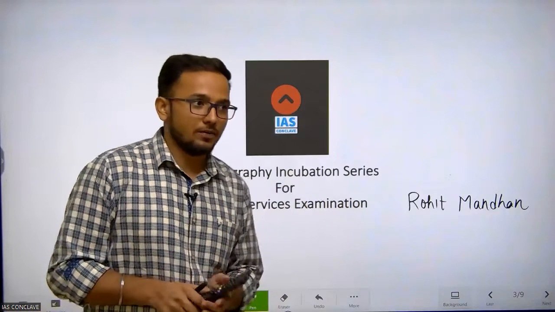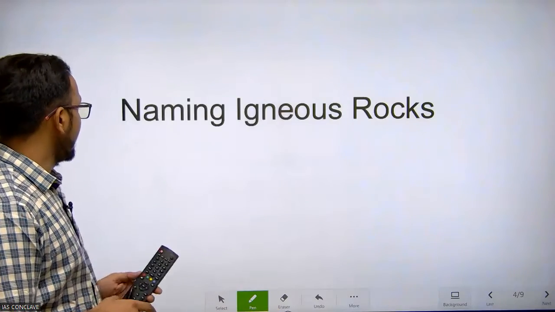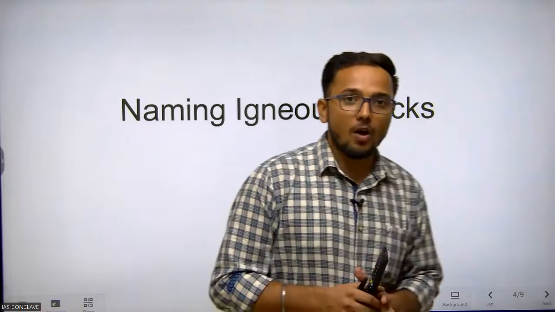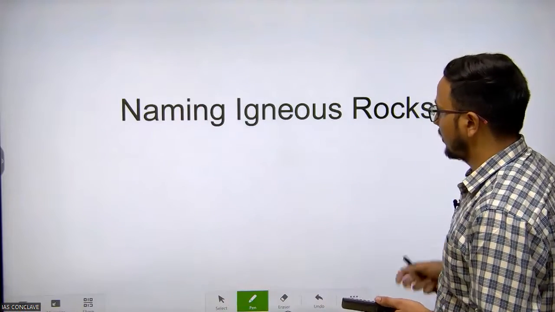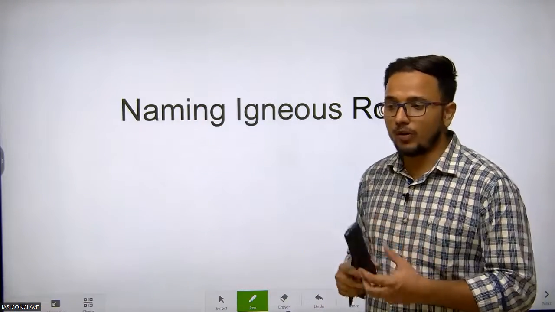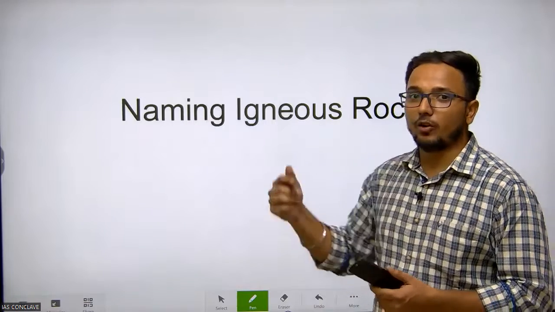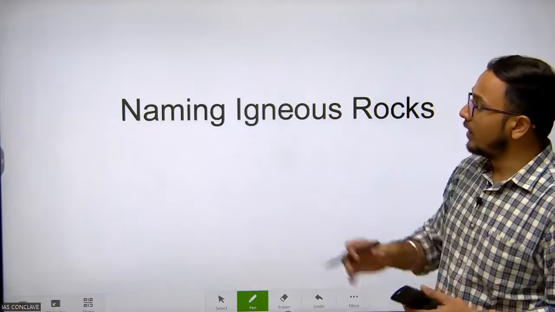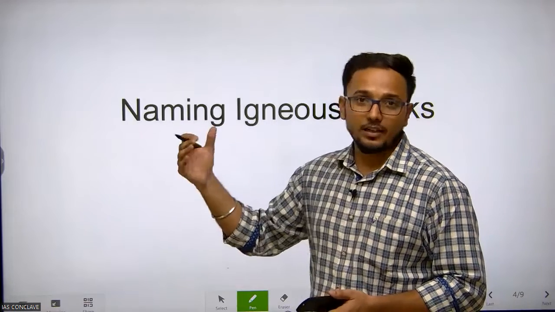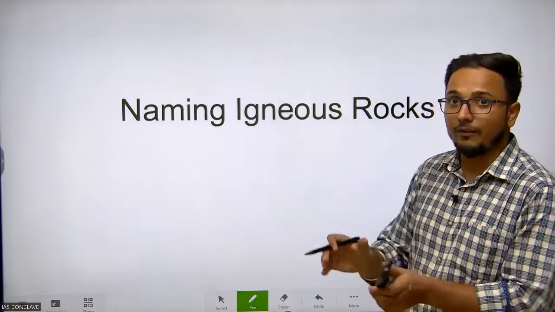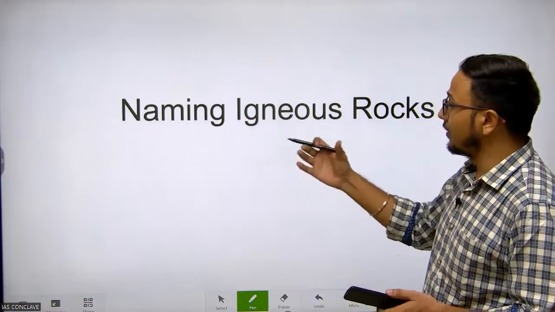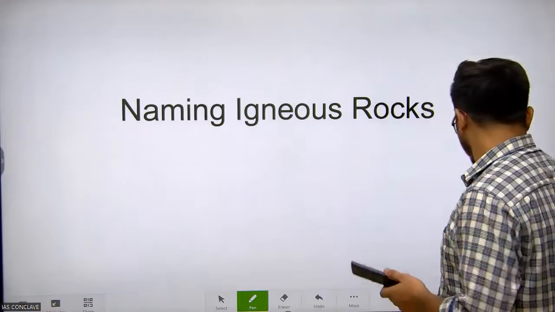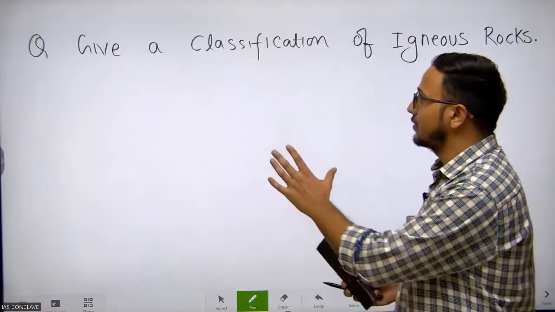Now, in this session, we will cover naming igneous rocks. Many students get confused about the variety of igneous rocks. They most often confuse rhyolite and granite because they have the same mineral composition. But how are they different, and how do geologists differentiate them by name if they have the same mineral composition? In this session, we will cover all these questions so that we can remove your confusion. Okay, now we will cover this through our questions.